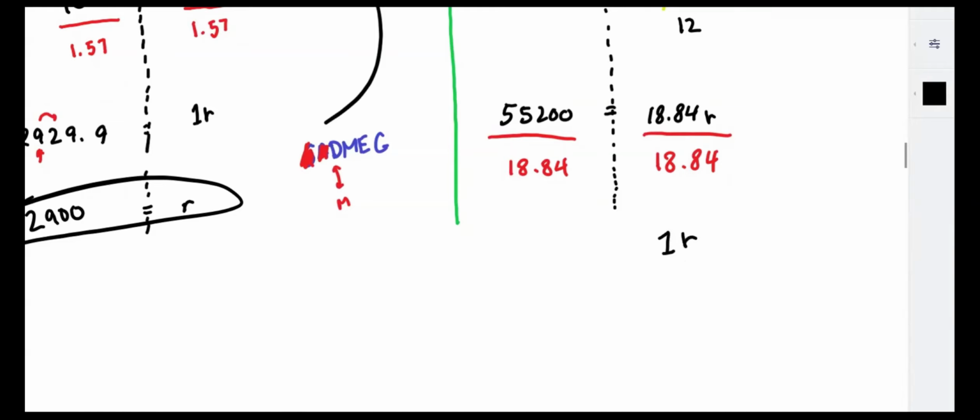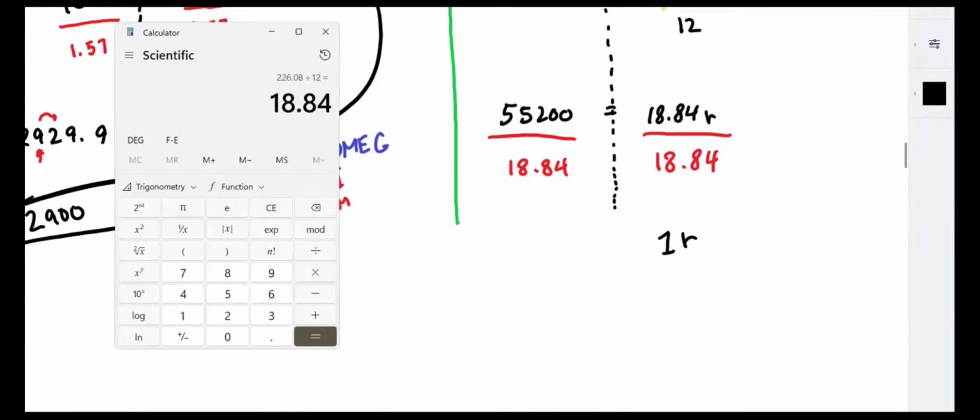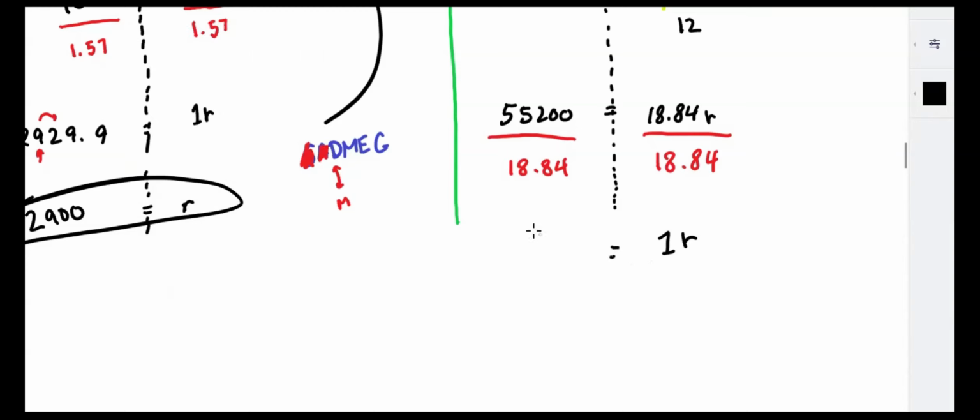And then over here, if I take 55,200 and divide it by 18.84, there's that 2,929.9 we've seen, and if I round this to the nearest hundred, it is 2,900. That is my answer for r.